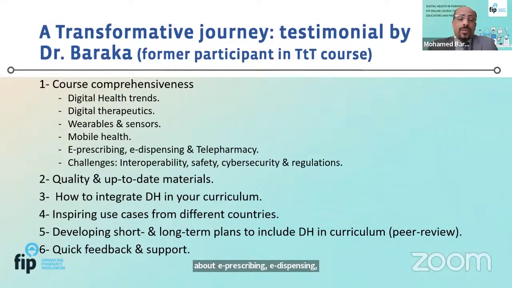And this helped us to start some piloting for telepharmacy implementation in our school and to develop a whole new course for digital health, integrated in our curriculum. Of course, because the integration of digital health is new for everyone, you should expect some challenges with this implementation. And this was a core part also in that course.